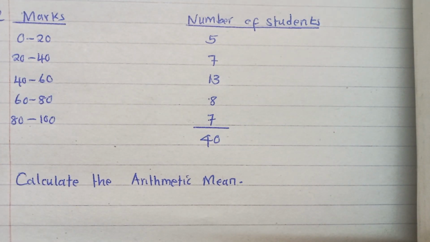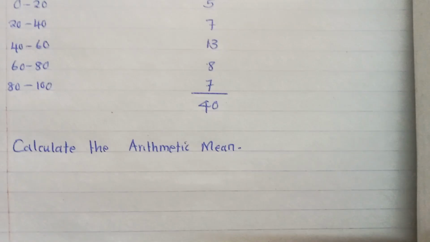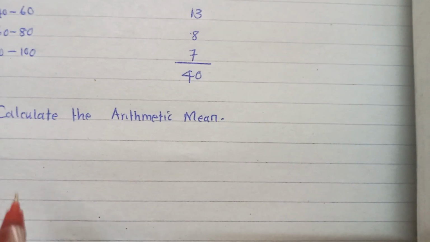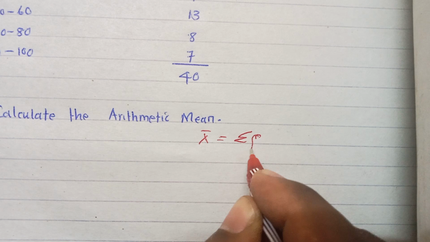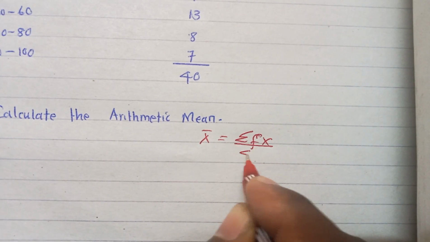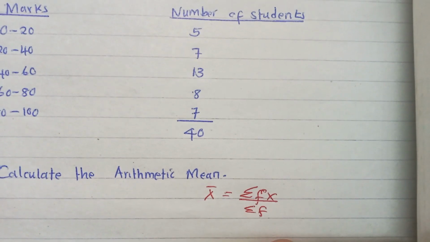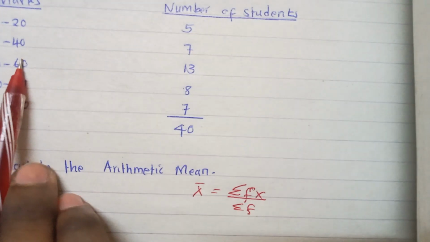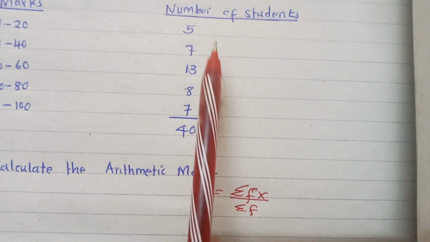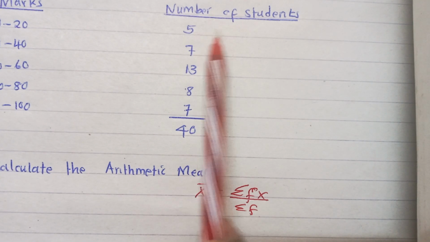So in this case, because we are asked to calculate the arithmetic mean for this grouped data, the formula for finding the arithmetic mean is x bar equals summation of fx divided by summation of f. With the data that you have been given, we have the marks, meaning we don't have the value of x. Then we have the frequency, that is the number of students.